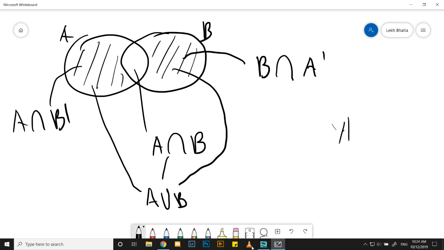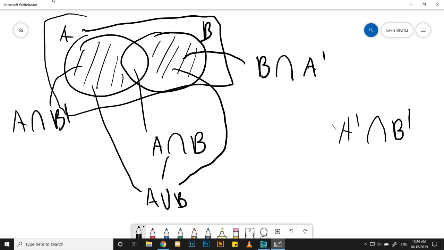Now the other one is A complement intersection B complement. So you don't want it being A. You don't want it being B either. So that will look at all your data outside the box entirely.